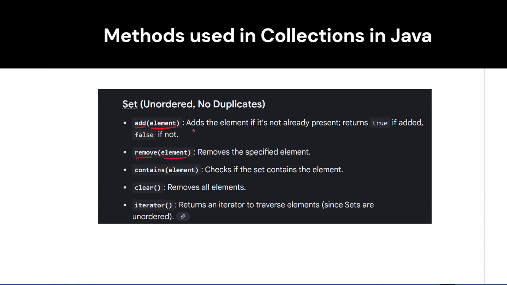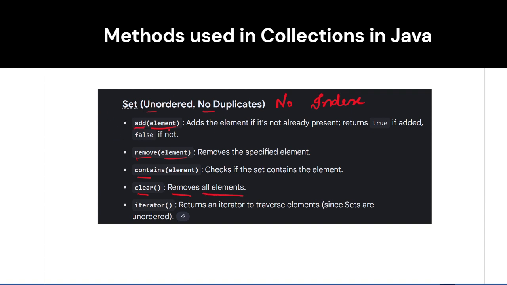Now notice one thing I have mentioned. It is unordered. It is not having any duplicates. Above all, it does not have anything related to index because it is not ordered. So anywhere in these methods you would not find anything related to the index. So we're not removing the element at a particular index. We can just remove the element. We can also check if a particular element is present in the set. And clear removes all elements.